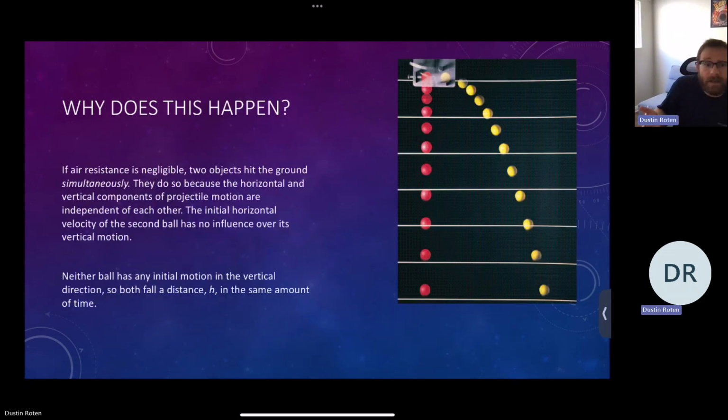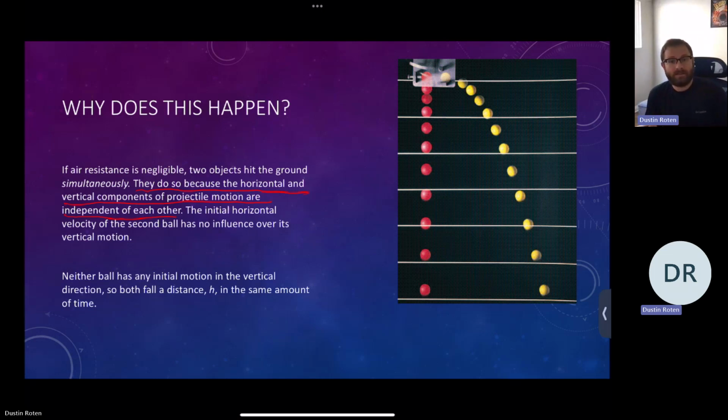So we've sort of already covered this, but it's good to have it in writing, so this will be the lecture notes later. If air resistance is negligible, the two objects will hit the ground simultaneously. That is because the horizontal and vertical components of the projectile are independent of each other. So this statement here is the crux of the whole thing. They are independent of each other.